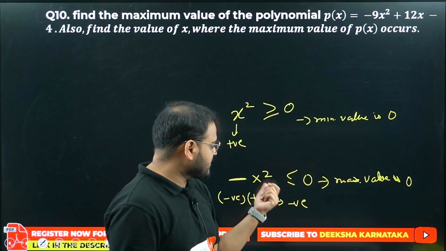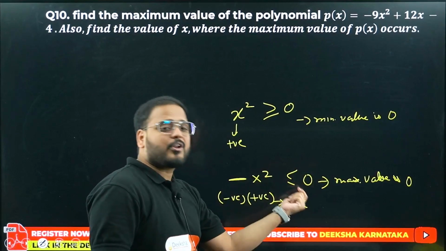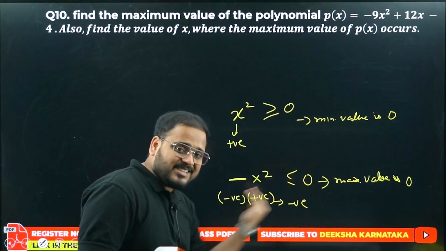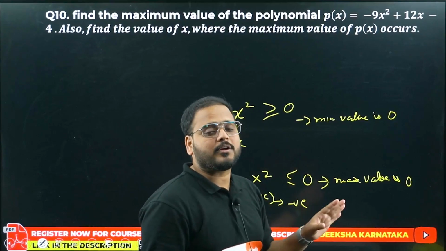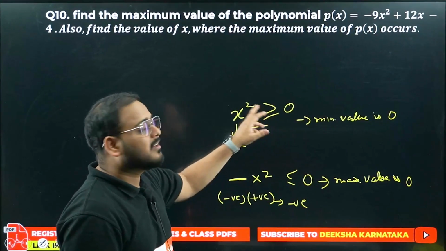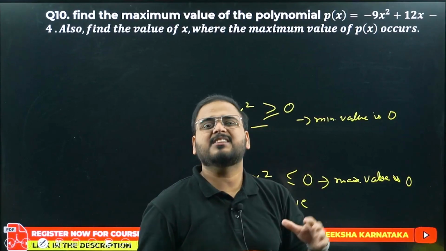What does the condition say? This thing is less than or equal to 0. Either less than 0 or maximum equal to 0. So how can I define maximum or minimum for a polynomial? Using a perfect square. It is easier to relate from there.